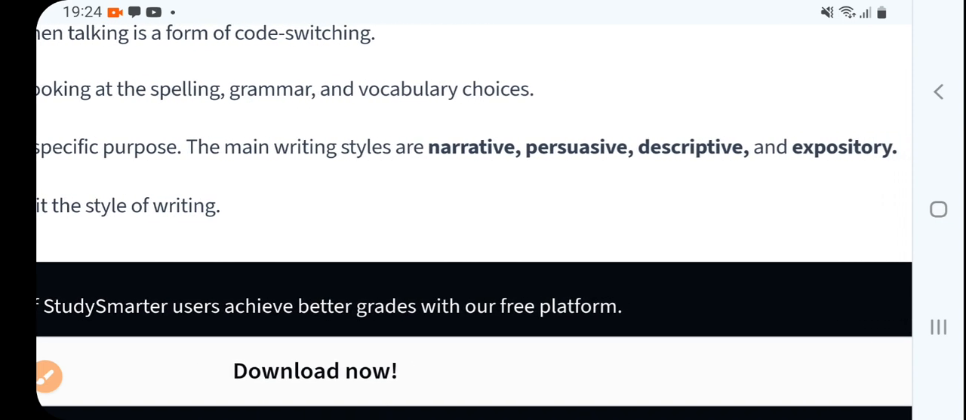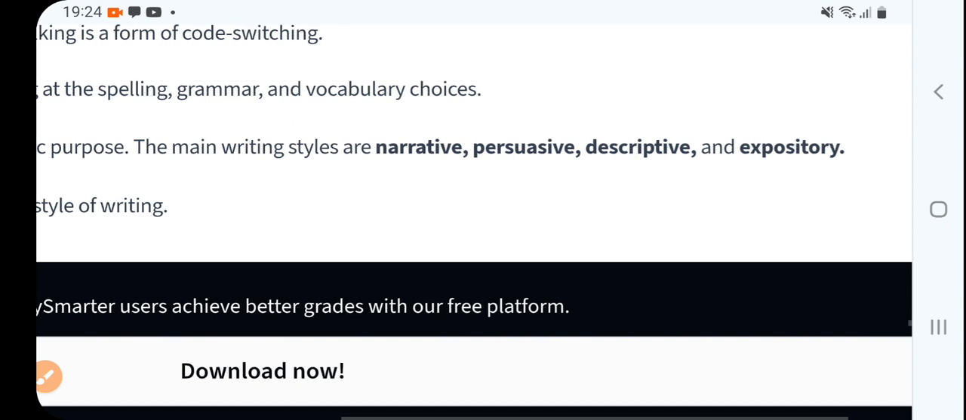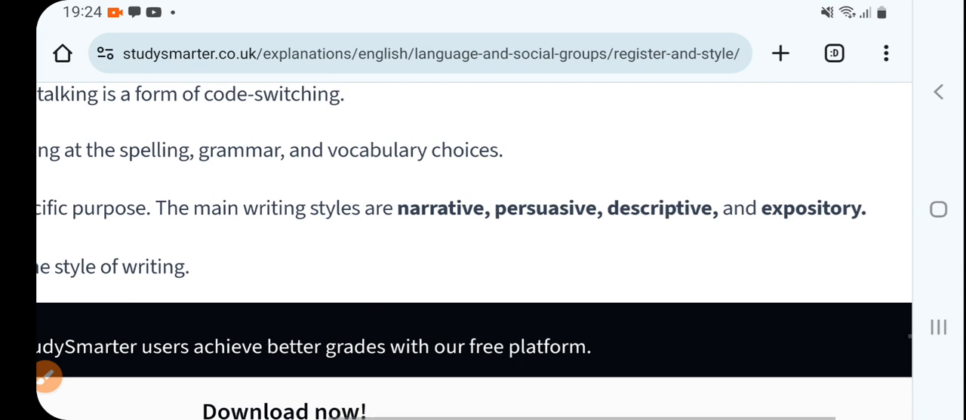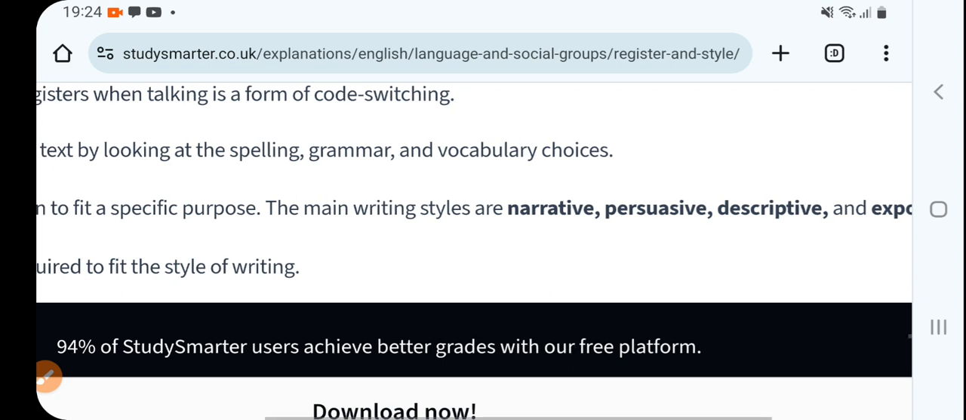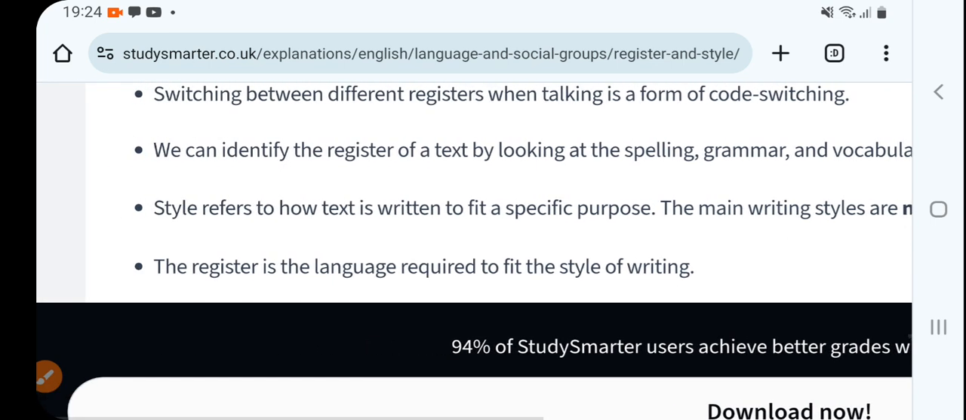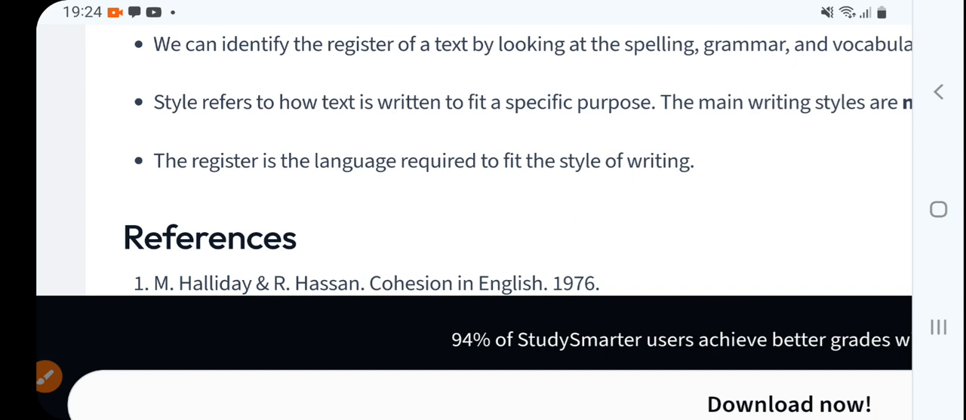Narrative, we know, is just narration, telling the story. Persuasive is to convince someone. Advertisement is a great example. Then descriptive, when we want to describe something, right? And then expository, where we have to explain in a very cautious way of writing. Now the register is the language required to fit the style of writing.